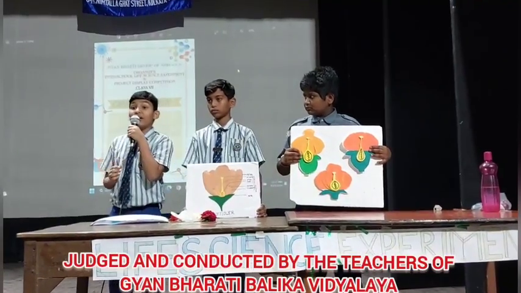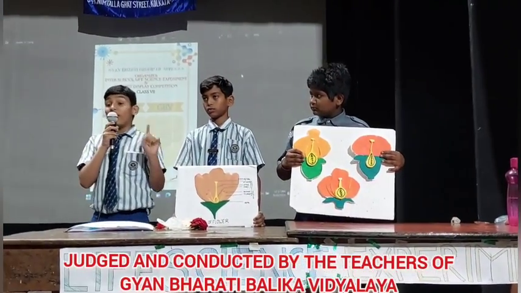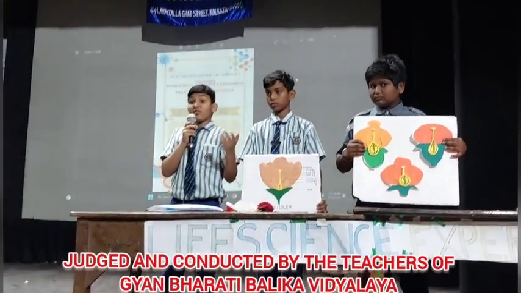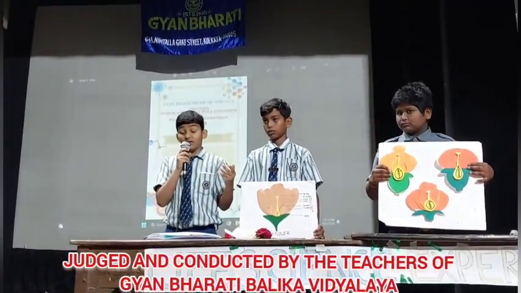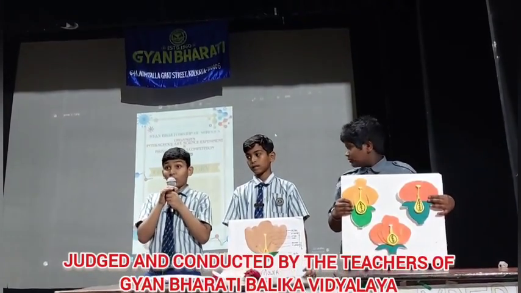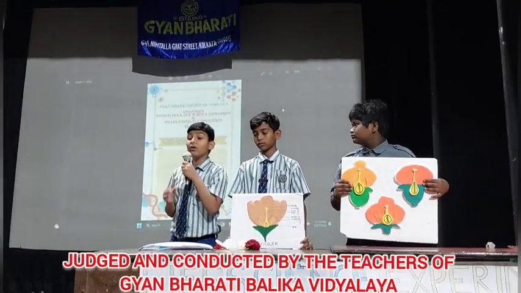Now, what is an incomplete flower? A flower without one or more parts is called an incomplete flower. A tuberose is an example of an incomplete flower.